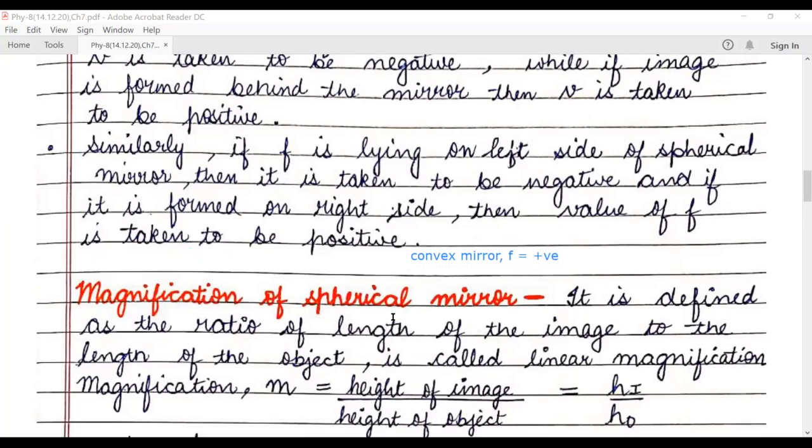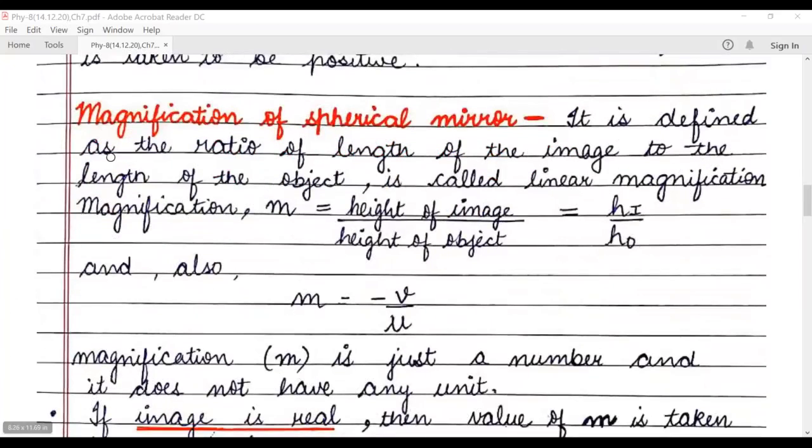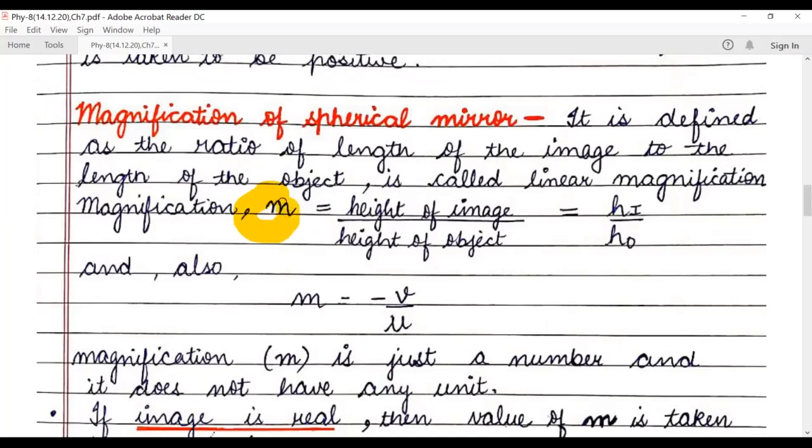Now coming to the next topic, and it is a very important topic. It is named magnification of spherical mirror. So students, how to define this term magnification? Magnification is defined as the ratio of the height of the image to the height of the object, and it is denoted by a small letter m.